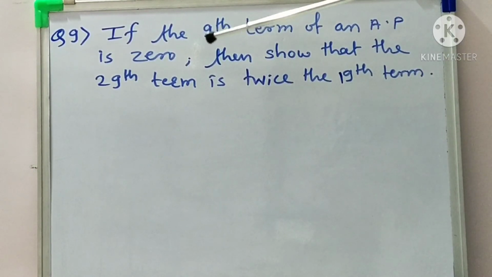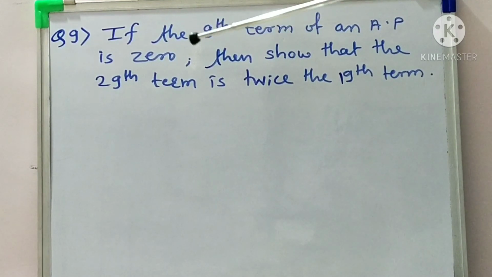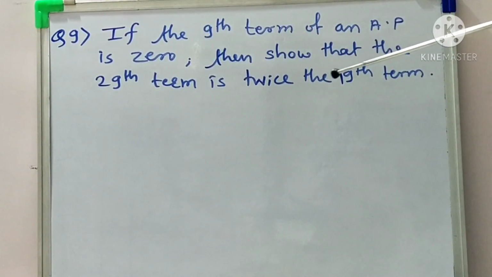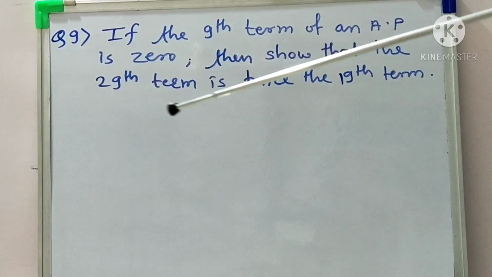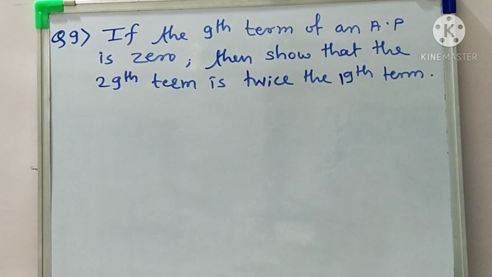Okay, the last one, the ninth one, is: if the ninth term of an AP is 0, then show that the 29th term is twice the 19th term. So using the information that the 9th term is 0, how do we show that the 29th term is twice the 19th term, we see here. So pay attention here, students.